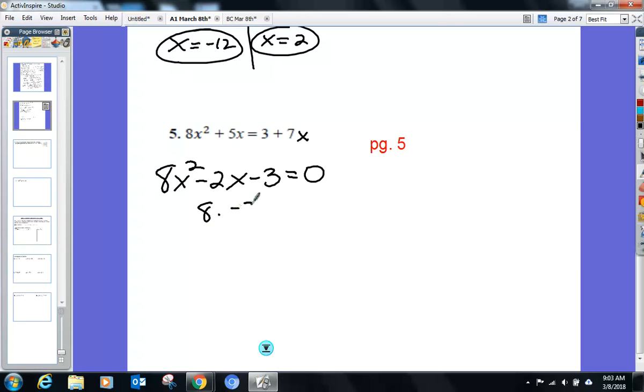Yep, 8 times -3 will give me -24. So I have 8x squared something -3. I'll wait here. 2 numbers that multiply to -24, but will add to -2. If you just saw our last problem, there's a hint. Number 23, did you find those values? Multiply to negative 24, but add to negative 2.